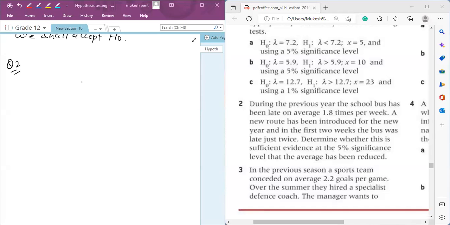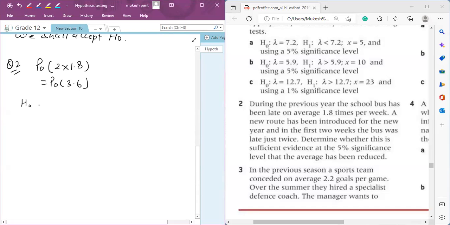So we are looking at this distribution for 2 weeks. For 1 week, what is the average? 1.8. So for 2 weeks, 2 times 1.8 will be 3.6. This will be the new mean, 3.6.